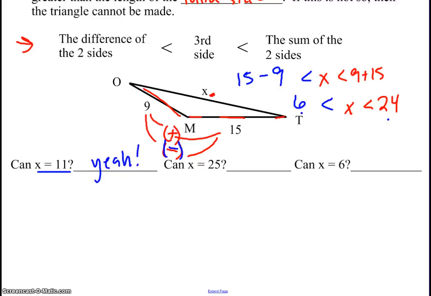Okay, can x be 25? No, x has got to be a number less than 24, so it cannot be equal to 25. Could x be the number 6? No, x could not be the number 6. It's got to be larger than 6, but it can't be exactly equal to 6. If it was exactly 6, my triangle would look like there's my 9 piece, and then there's the 15 piece directly on top of it. They're literally on top of one another. How are you going to make a triangle with that? You can't. You've got to have some kind of space between them.